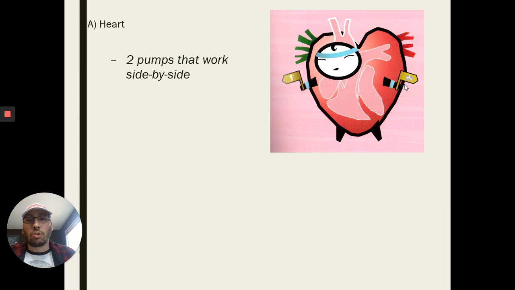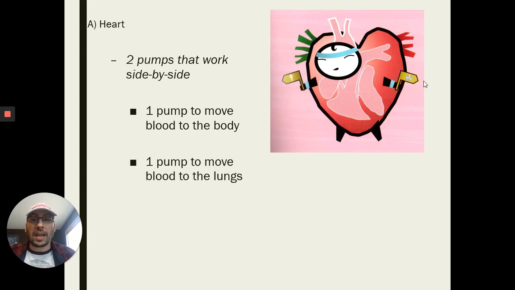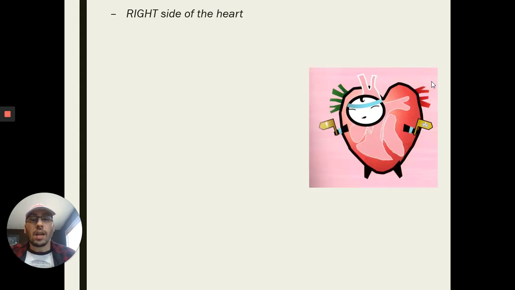The heart is essentially two big giant pumps that work side by side. One pump is used to move blood to our body. So if I need blood down in my big toe, there's a pump in my heart that pumps that blood down to my big toe. However, that blood needs to come back to the heart, and that's where the second pump comes into play, and that pump pumps blood to our lungs. So remember the respiratory system: one of the pumps pumps blood to the lungs, the other pumps it to the rest of the body. Different sides of the heart have different roles.